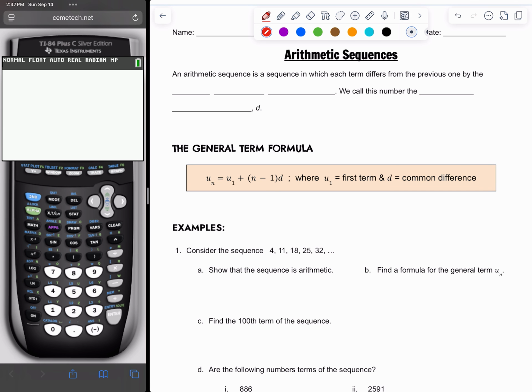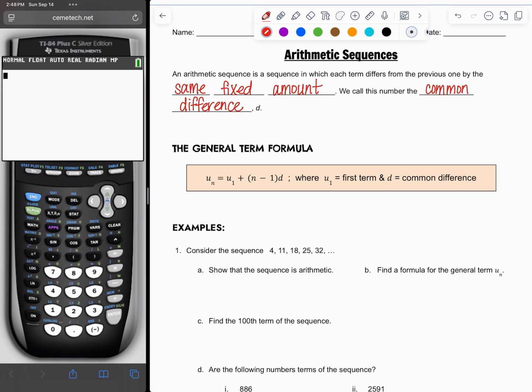Hello. Today we're going to talk about arithmetic sequences. An arithmetic sequence is a sequence in which each term differs from the previous one by the same fixed amount. Okay? We call this number, the same fixed amount, the common difference.